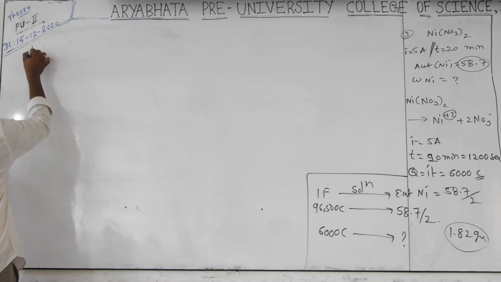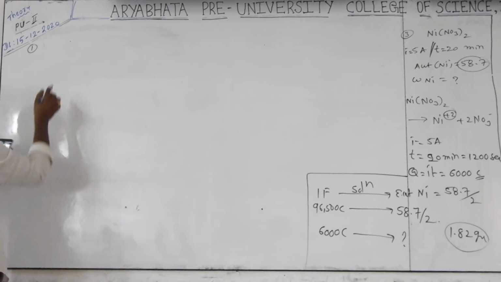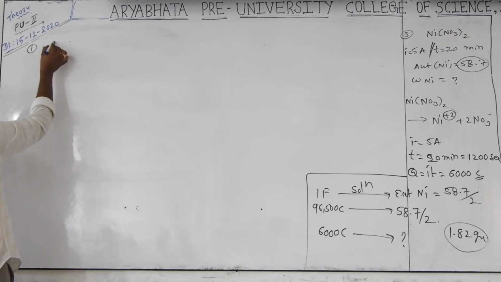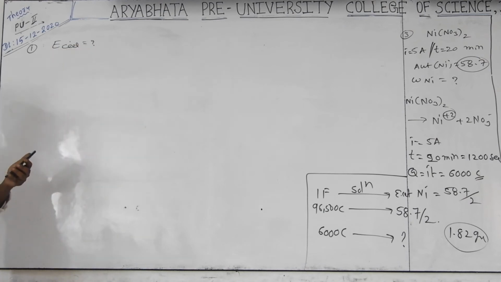I am giving one more important model I am telling you. Find out the EMF of this cell. The EMF of this cell is denoted by E or E cell? E cell. Very good. E cell will be asked.